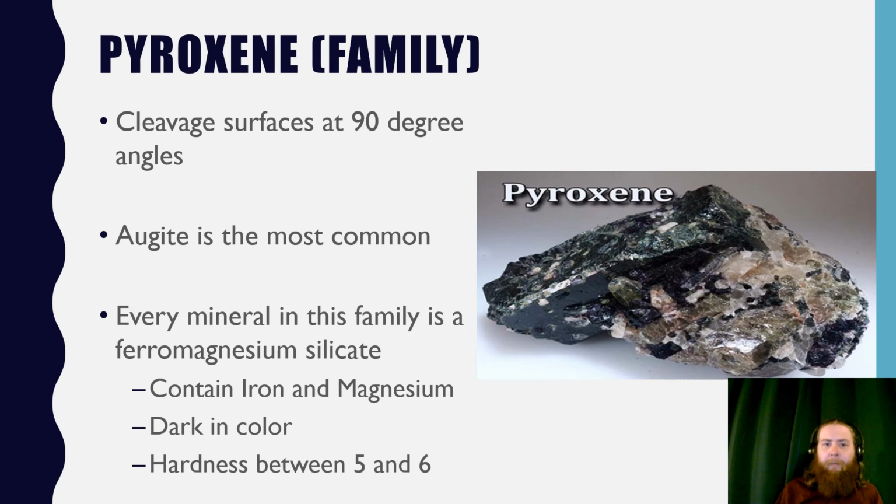Our next family is pyroxene, so this is still inside of the silicate group. And they have cleavage surfaces at 90-degree angles. The most common is augite. And every mineral in this family is a ferromagnesium silicate. And ferro is the word we use for iron and magnesium. So all of these are going to contain a mixture of both iron and magnesium. This means that they'll be very dark in color, and they'll have a hardness between 5 and 6.